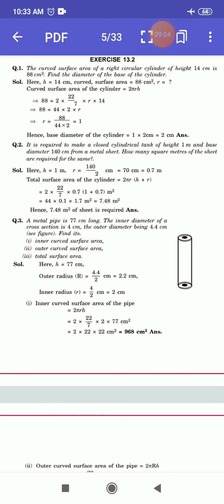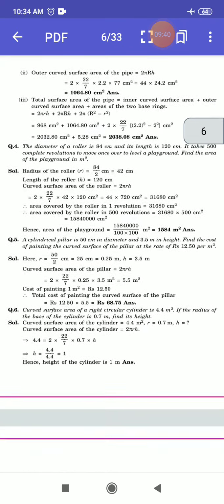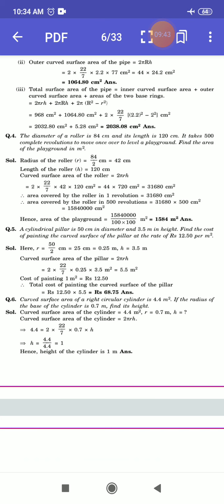So I hope you know how to find the inner curved surface area of a pipe when the dimension of the inner diameter is given, 4 centimeter. Then you have to find the outer curved surface area with the help of the outer diameter, whose value is 4.4, and here you have to find the value of radius. Outer radius is 2.2 centimeter. Now we go to the next section. Next is the outer curved surface area. Here you have to find the outer curved surface area.